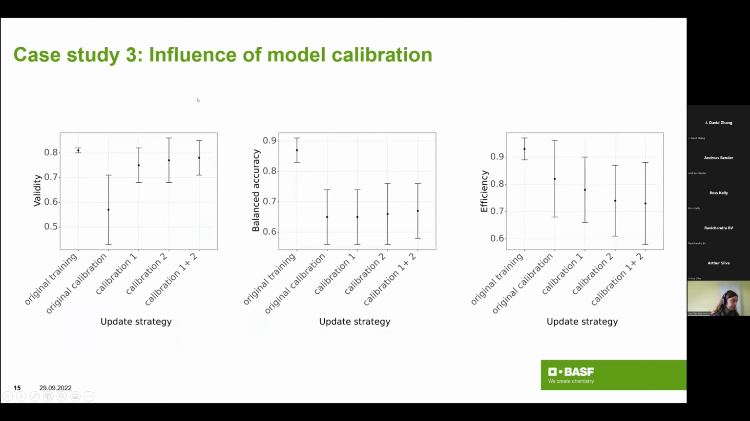So what did we see? We start here with the validity, and the validity is something for conformal prediction, which is super important because the validity guarantees us that our model can be used on the data that we are using. So we set the threshold at 80% for the validity. And in the original training, we see that it definitely worked. So here we had a validity of 80%.